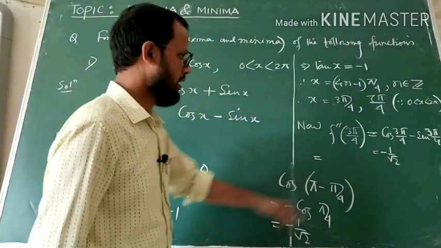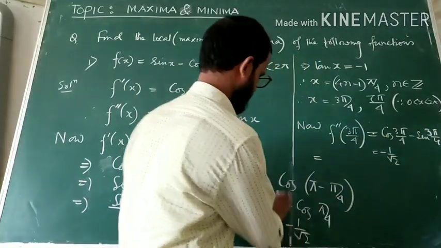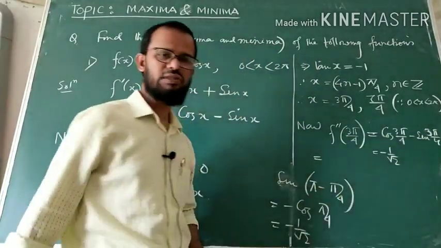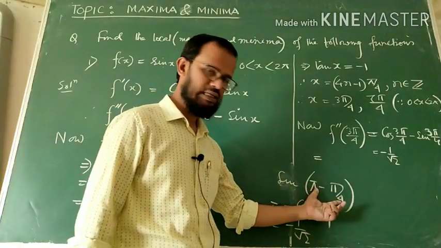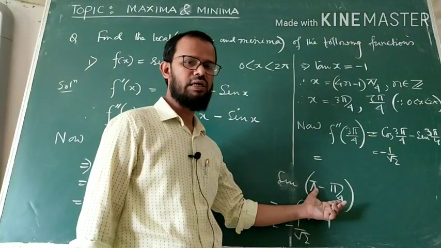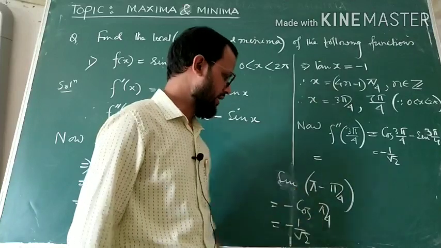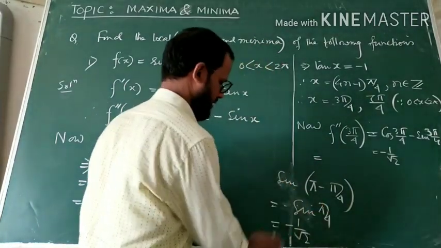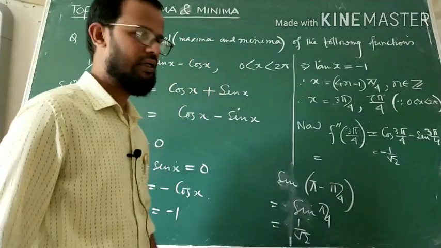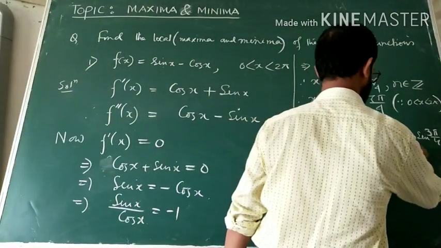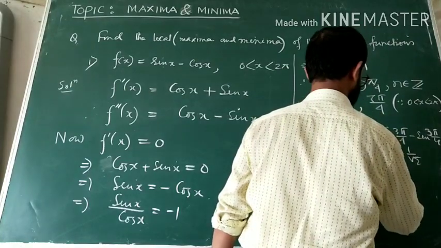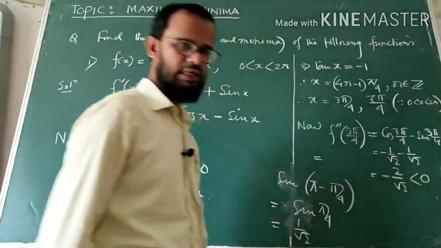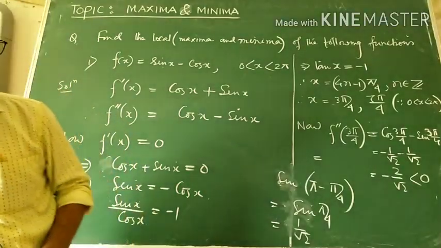Now come to sin 3 pi by 4. This angle lies in the second quadrant. In the second quadrant sin is positive. Sin(pi minus theta) equal to plus sin theta. Finally the answer is 1 by root 2. So with the minus sign in front, finally this is minus 2 by root 2, which is a negative quantity.